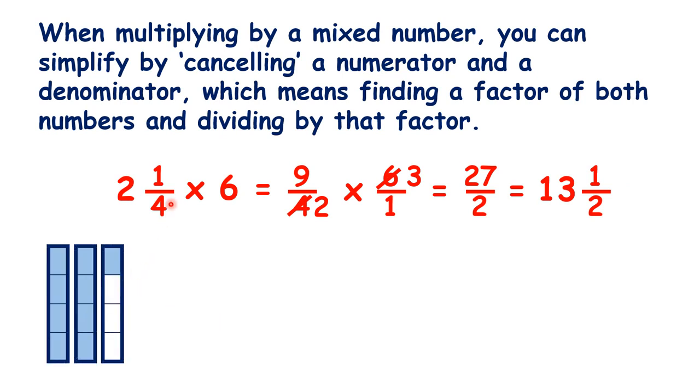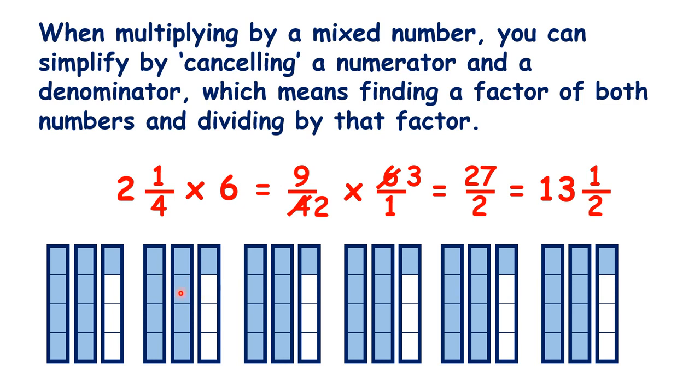There's 2 1/4, or 9/4, and we're multiplying by 6, so there's 2 1/4 6 times. Now we can regroup to fill up rectangles, so you can see that we now have 13 full rectangles and then 2/4 of another one. But remember, 2/4 is equivalent to 1/2, so 13.5 is the correct answer.